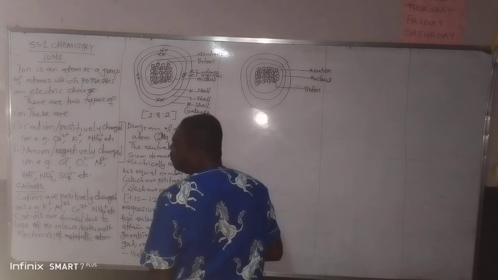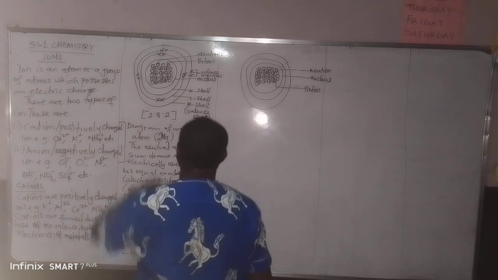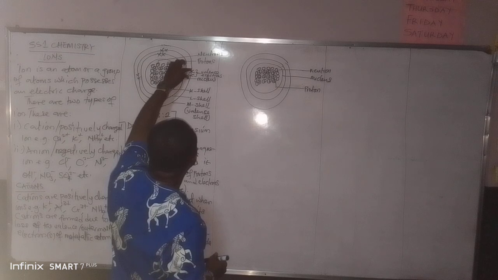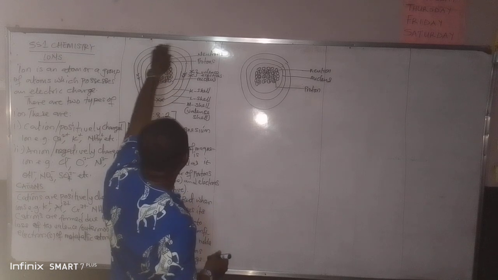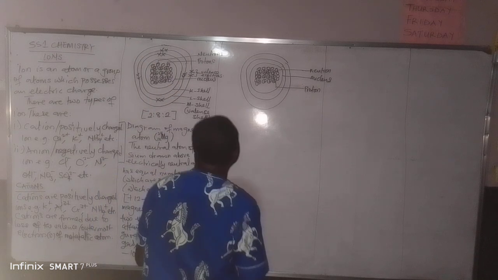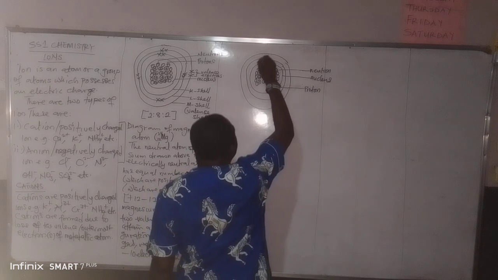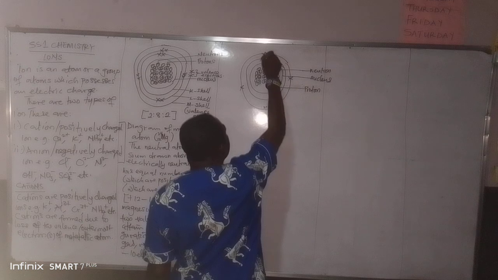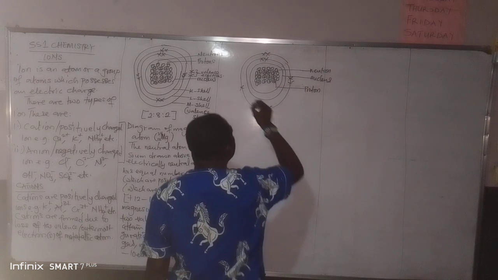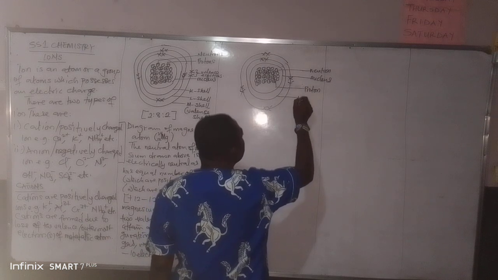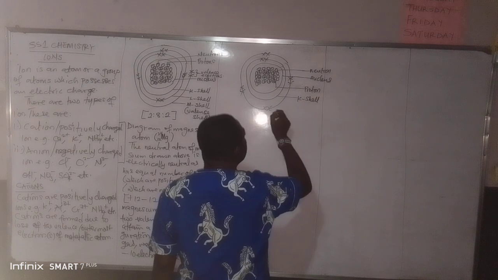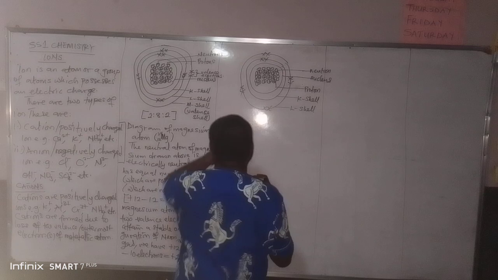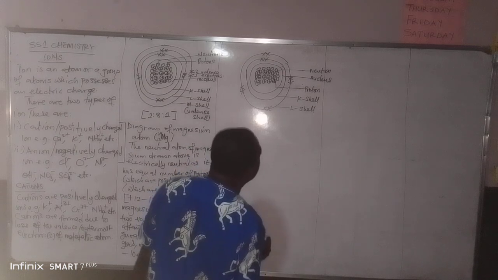In the neutral atom of magnesium, we have K shell, L shell, M shell, but by the time it loses these two electrons, the electrons in the outermost shell will no longer be there. Then we now have 8 electrons. So we only have K shell and L shell. We no longer have M shell because the electrons on the M shell have been lost.